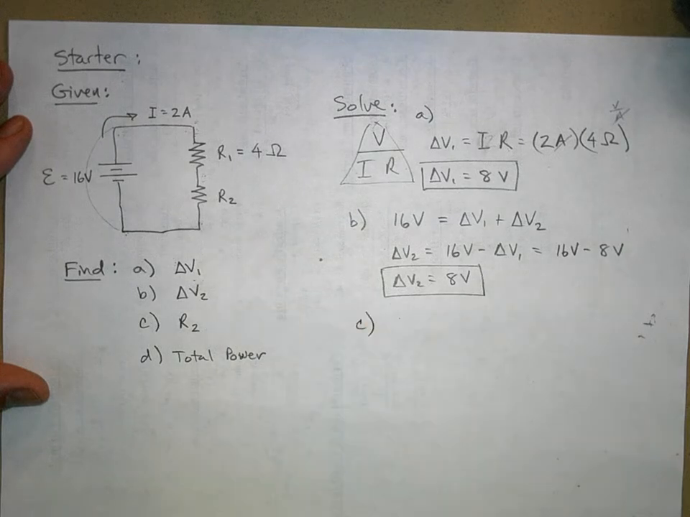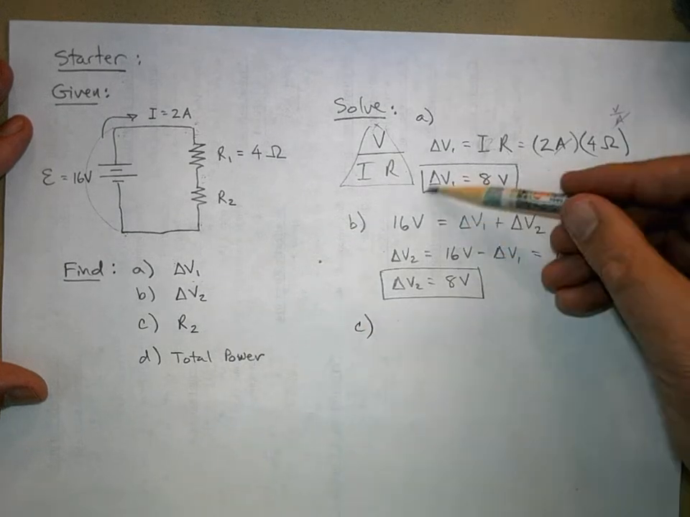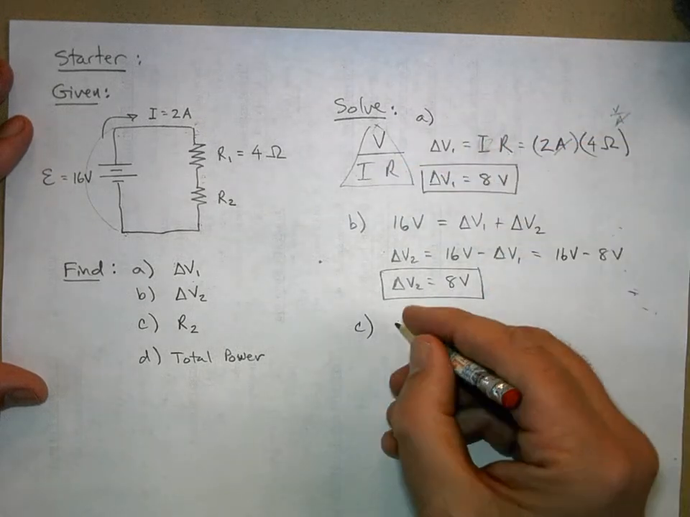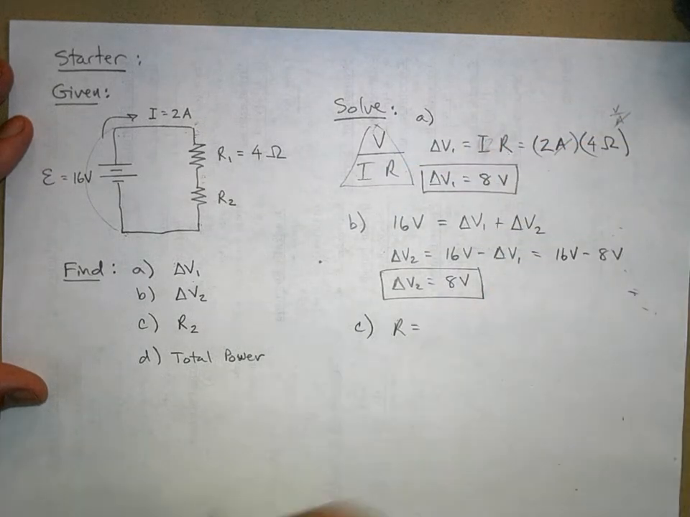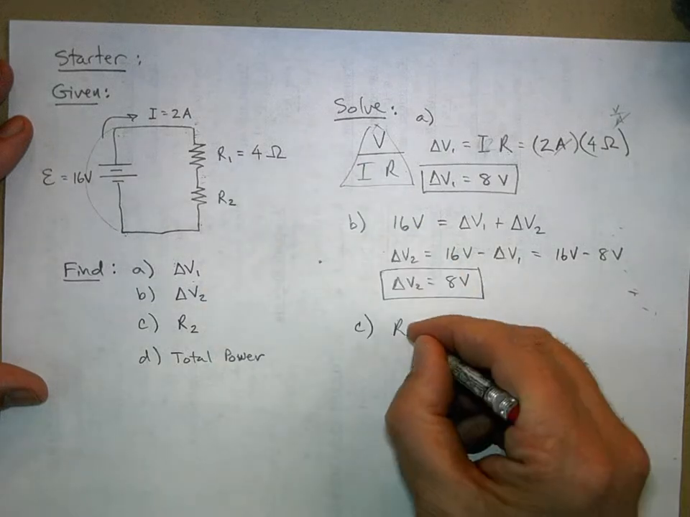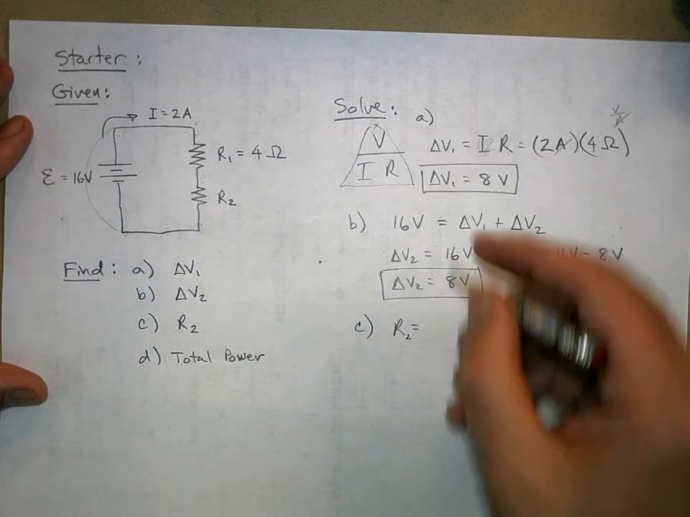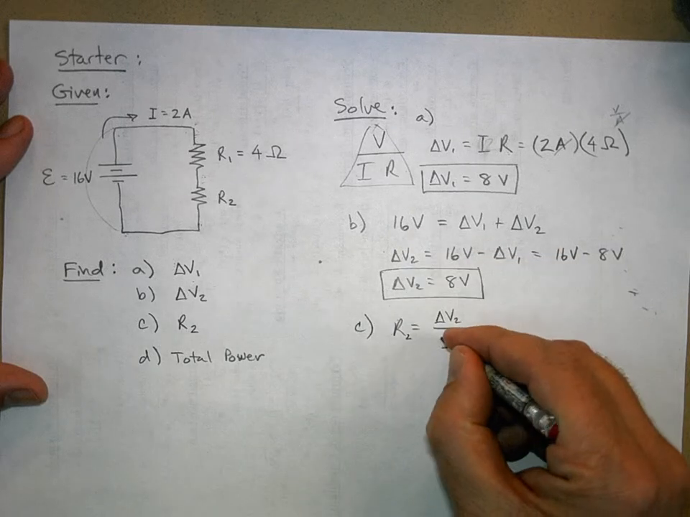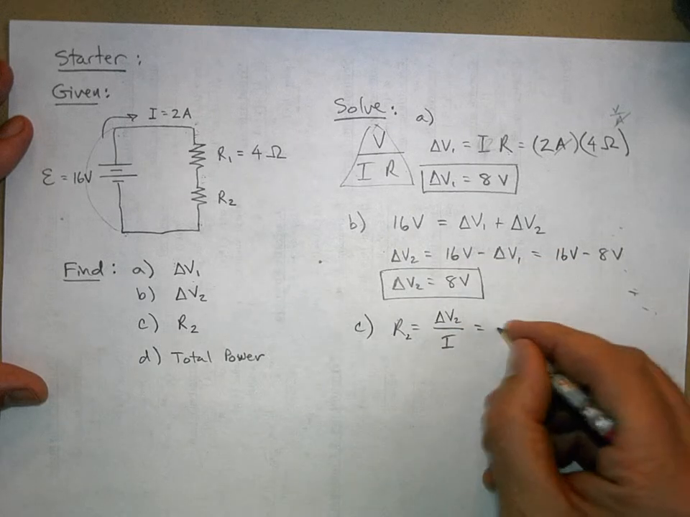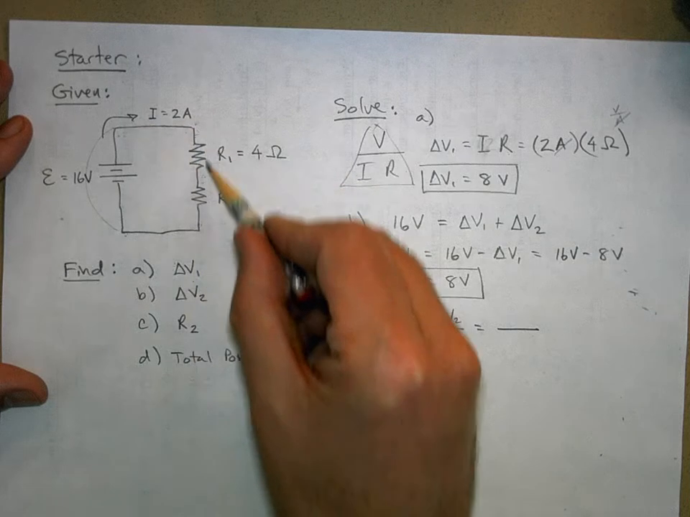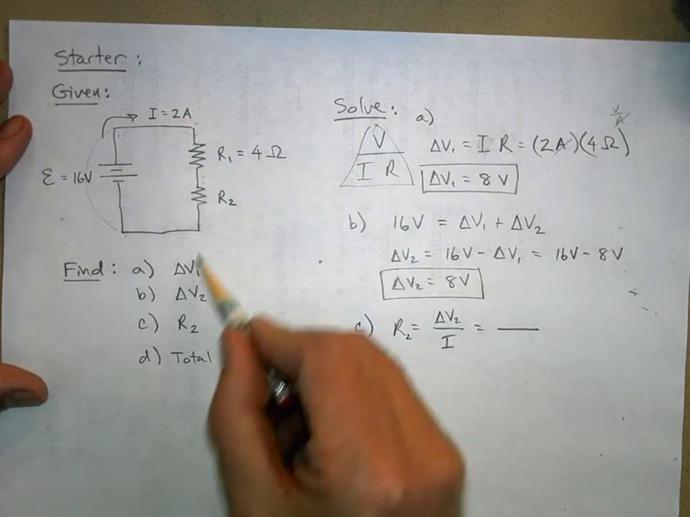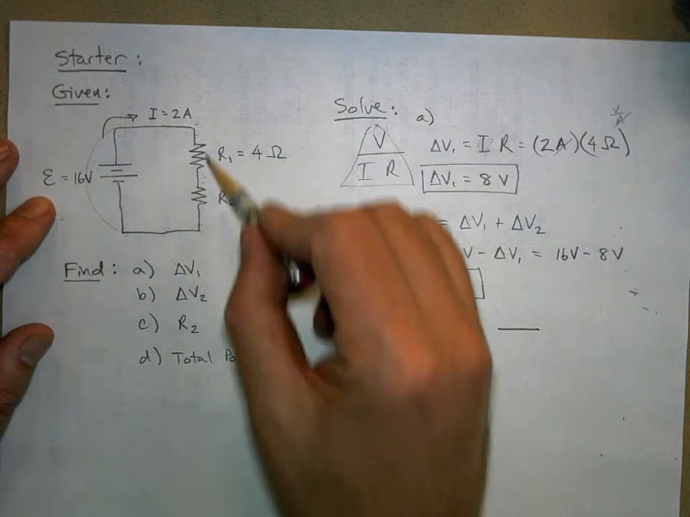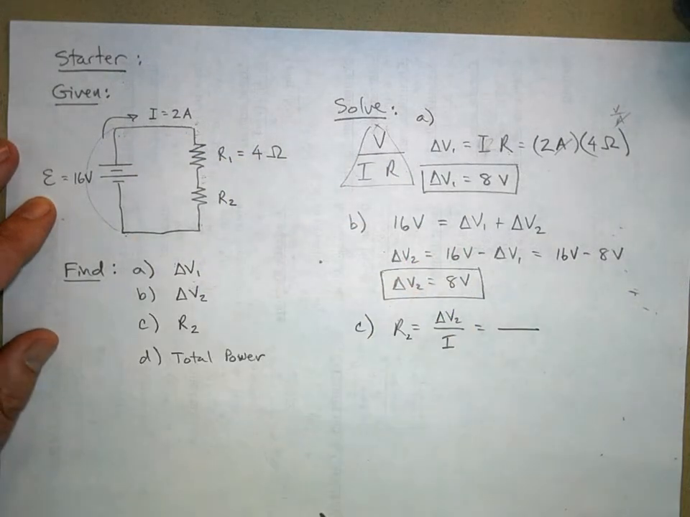We want to know what R2 is. Well, what is Ohm's law? Here it is. R equals V divided by I. That is, the resistance of a resistor, R2, is equal to delta V2 over the current. Now, we know what the current is. The current is 2 amps through everything, because there's only one path. There's only one loop here. So everything's got 2 amps of current flowing through it.